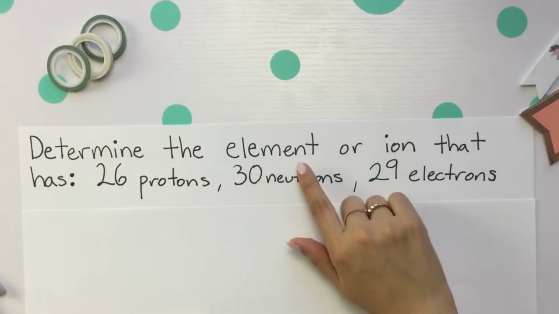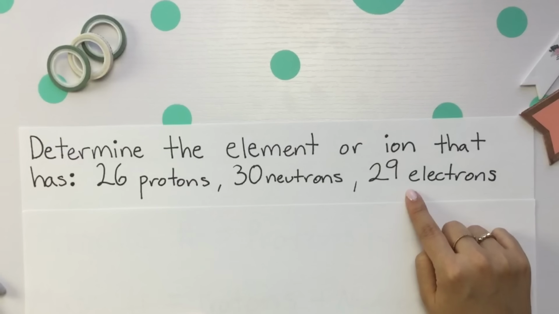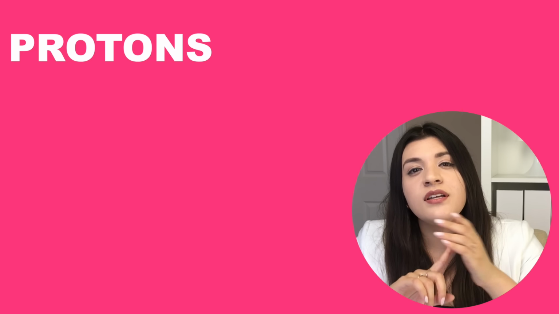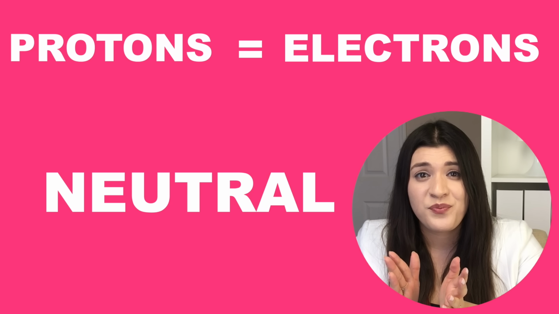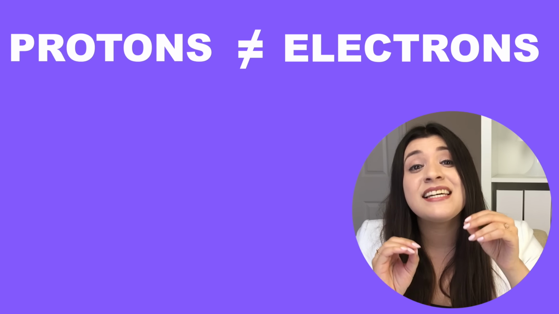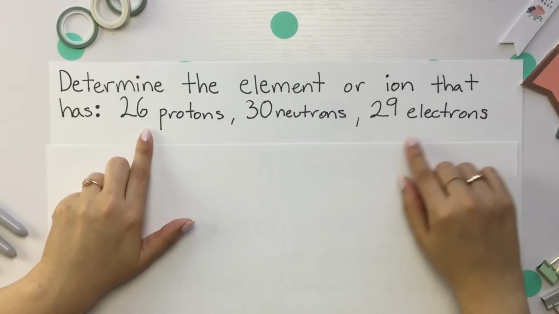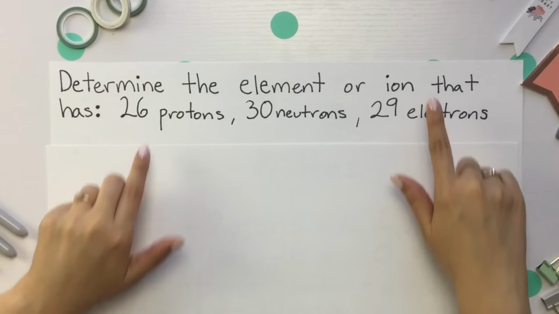Now, what if you're given the amount of protons, neutrons, and electrons, and you're asked to figure out, is it a neutral element or is it an ion? Determine the element or ion that has 26 protons, 30 neutrons, and 29 electrons. Here's a trick on figuring out if it's a neutral element or if it's a charged element, which is an ion. If your protons and electrons are equal to each other, that means it is neutral. If your protons and electrons are not equal to each other, that means it is an ion. In this case, our protons and electrons are not equal to each other. That means it will be an ion.